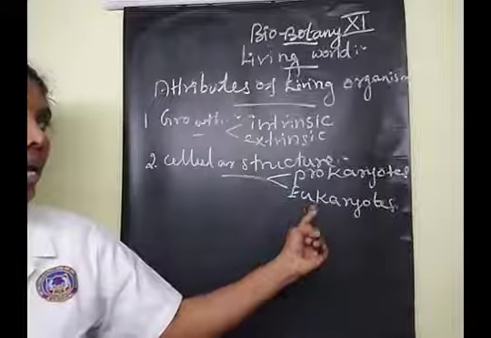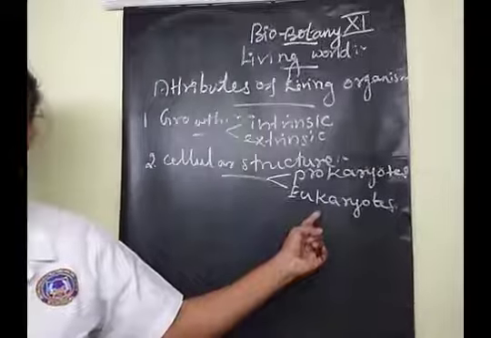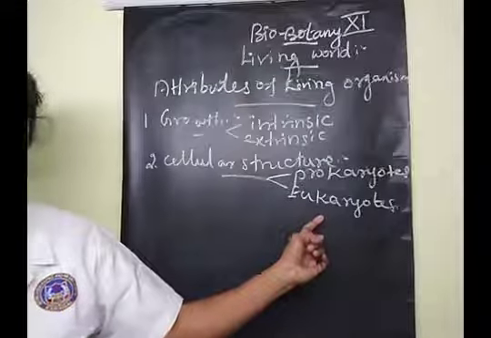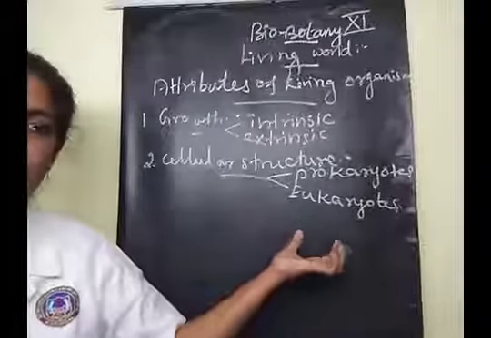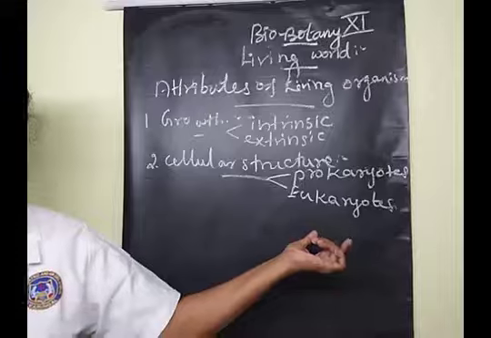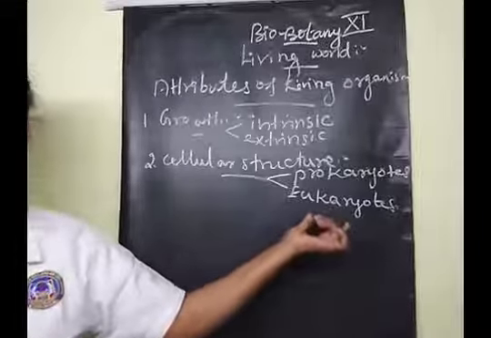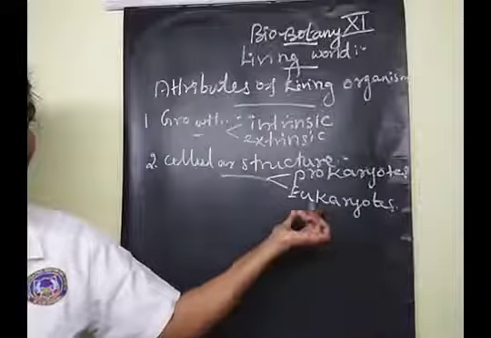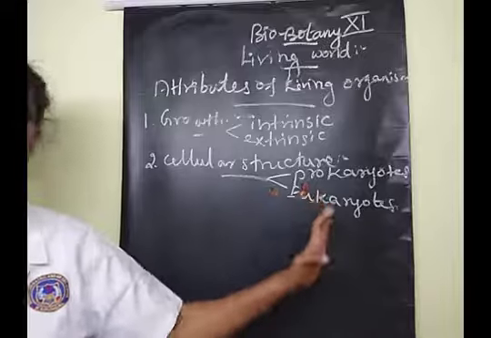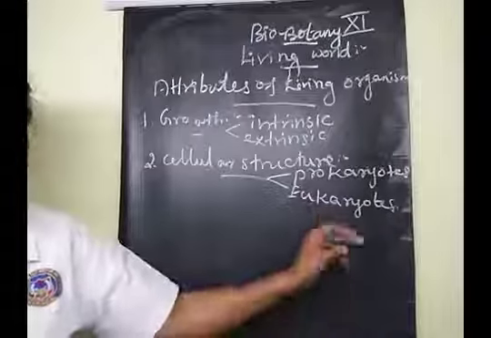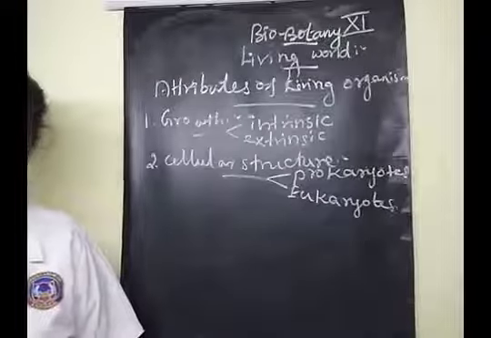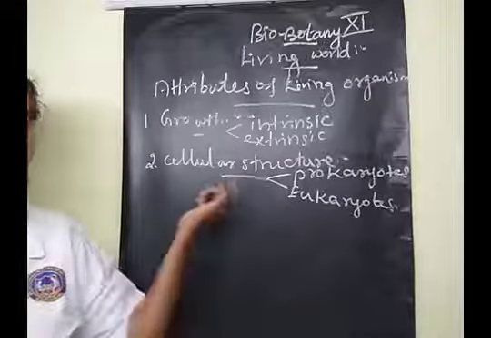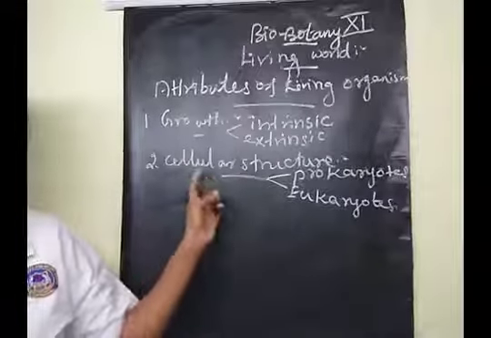Okay? Eukaryotic cells mean a definite nucleus with membrane-bound organelles is present. Organelles like mitochondria, Golgi body, endoplasmic reticulum, all these membrane-bound organelles are present in a eukaryotic cell. Clear, children? Did you understand? Say yes or no? Yes, good.